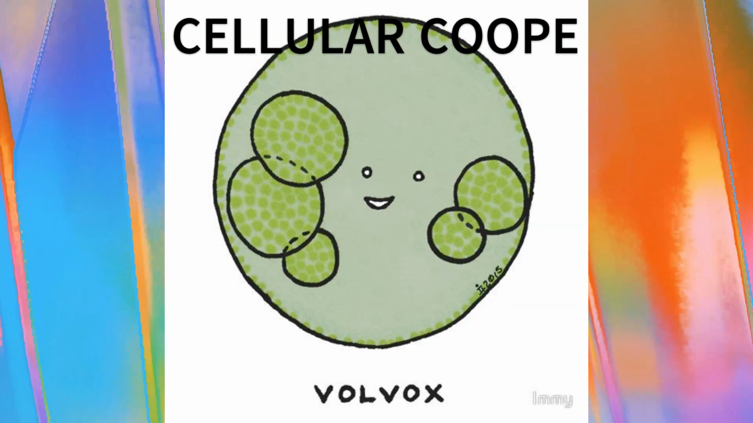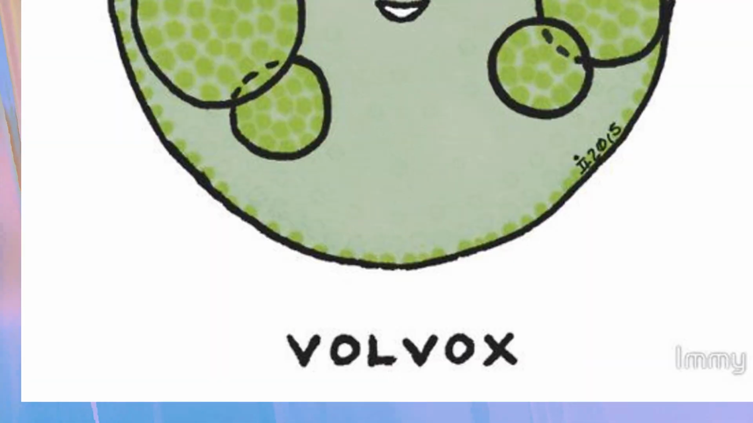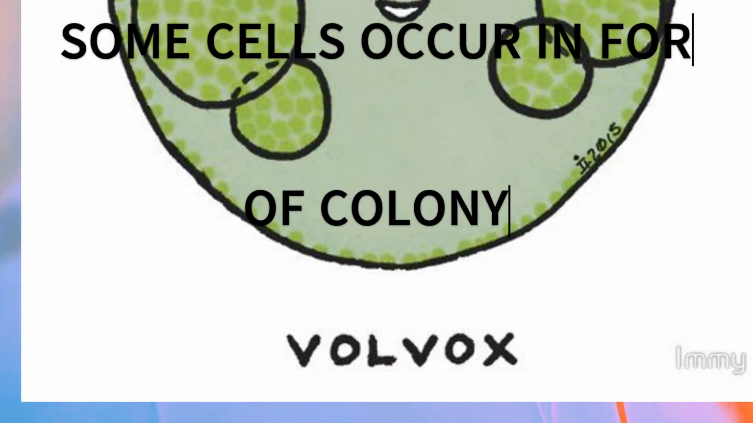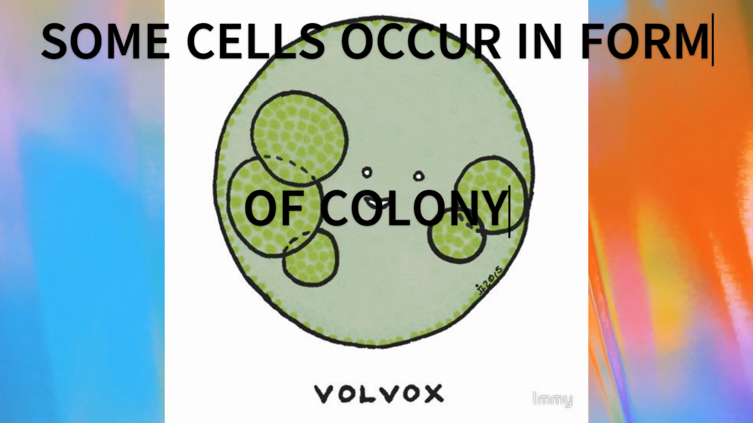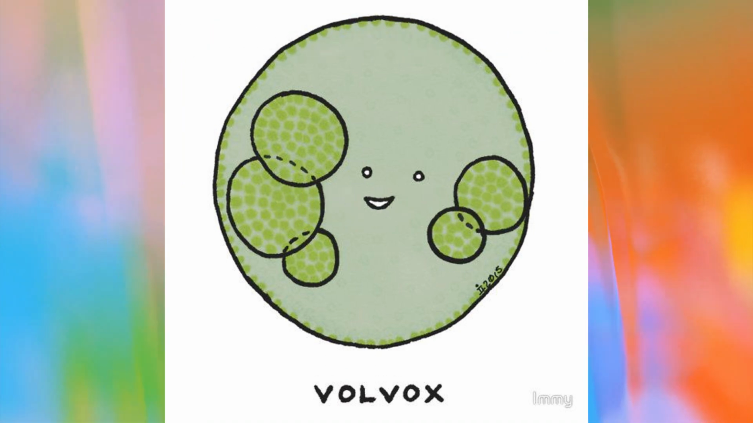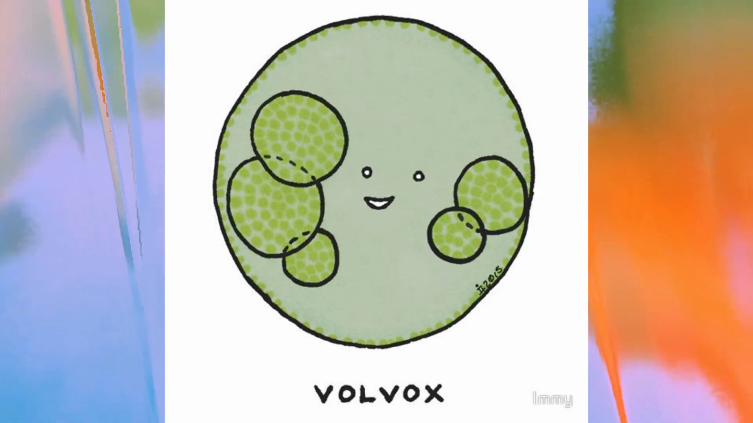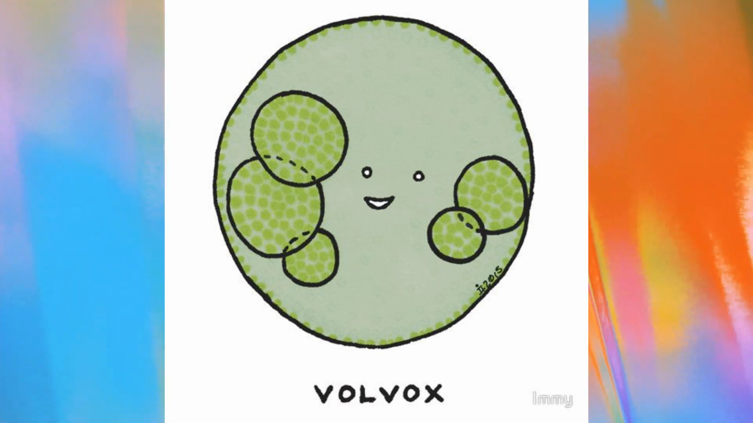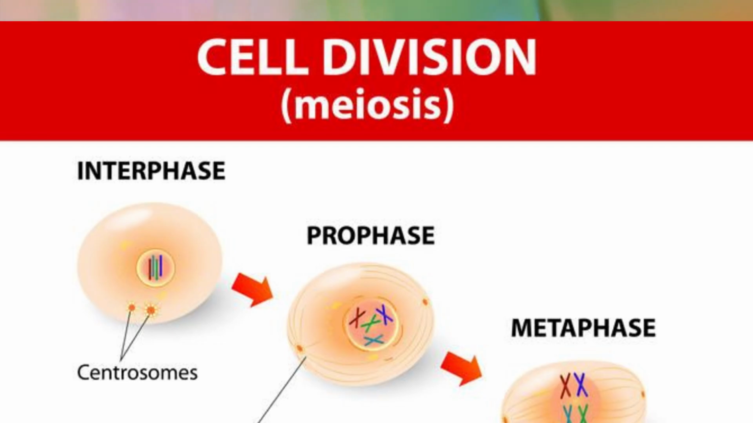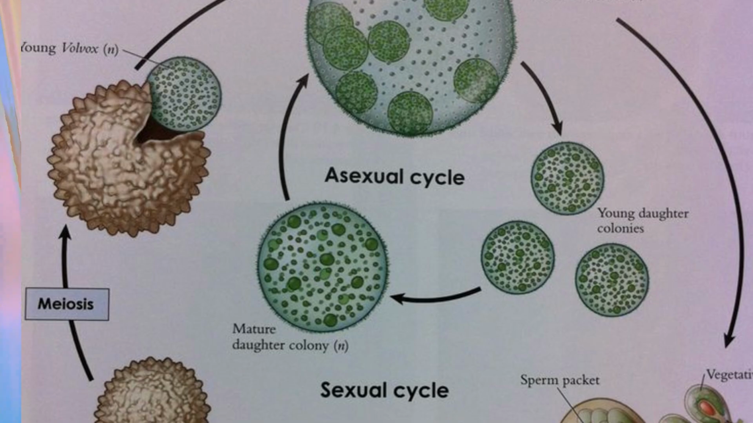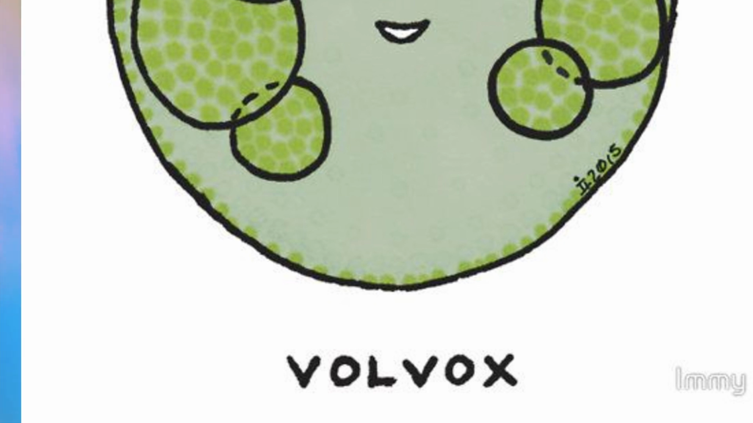Some cells occur in the form of colonies or clusters. Examples are volvox, sponges, and pandorina. Volvox is made up of several chlamydomonas-like cells which are arranged in an angular layer to form a hollow ball-like structure. The cells are connected by cytoplasm strands. The cells of volvox move about through the beating of the flagella. Most cells of volvox lose their ability to reproduce to form two daughter cells.